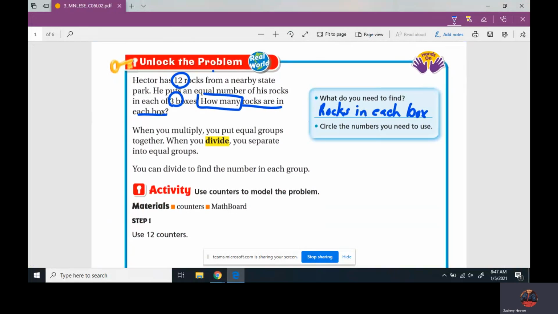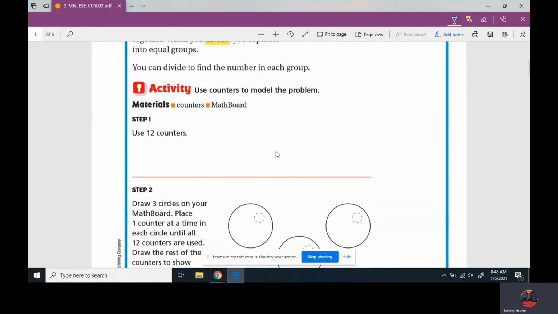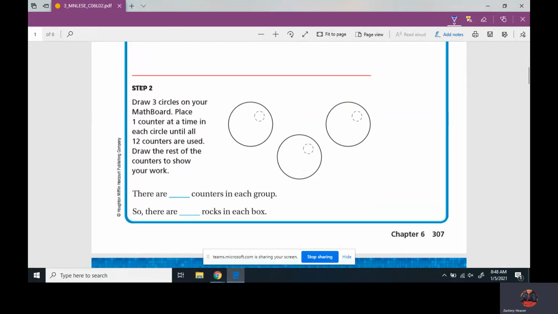When you multiply, you put equal groups together. When you divide, you separate into equal groups. Okay? So we have 12 counters, and we have our 3 boxes. So we're going to draw 3 circles on the math board, and then one at a time until we count 12. We don't have our math boards, so we have our paper. 1, 2, 3, 4, 5, 6, 7, 8, 9, 10, 11, 12.